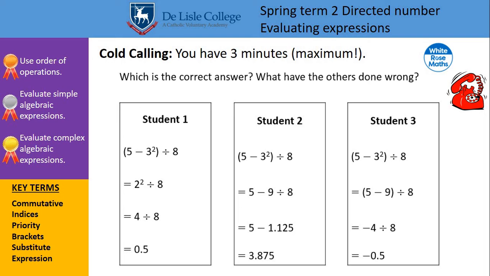Student 2 made the mistake. They did the indices, 5 minus 9, but then they ignored the brackets and they did 9 divided by 8, which got them the 1.125, then did 5 minus that. So student 3 would be correct there. Well done for those who got that.